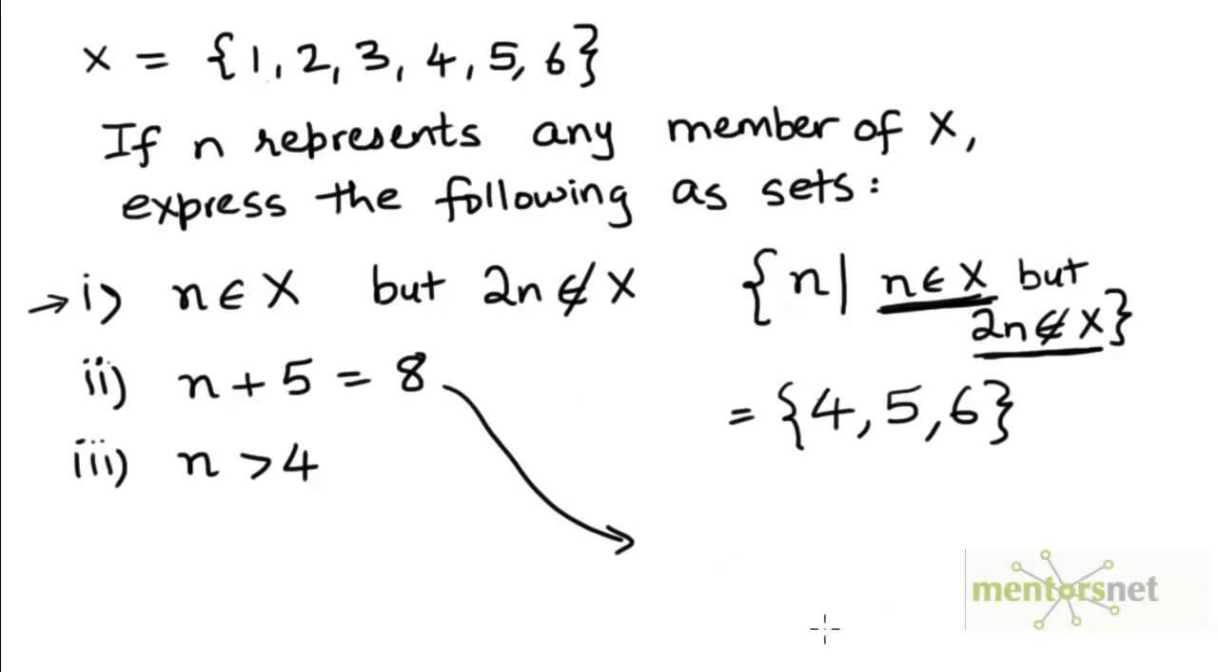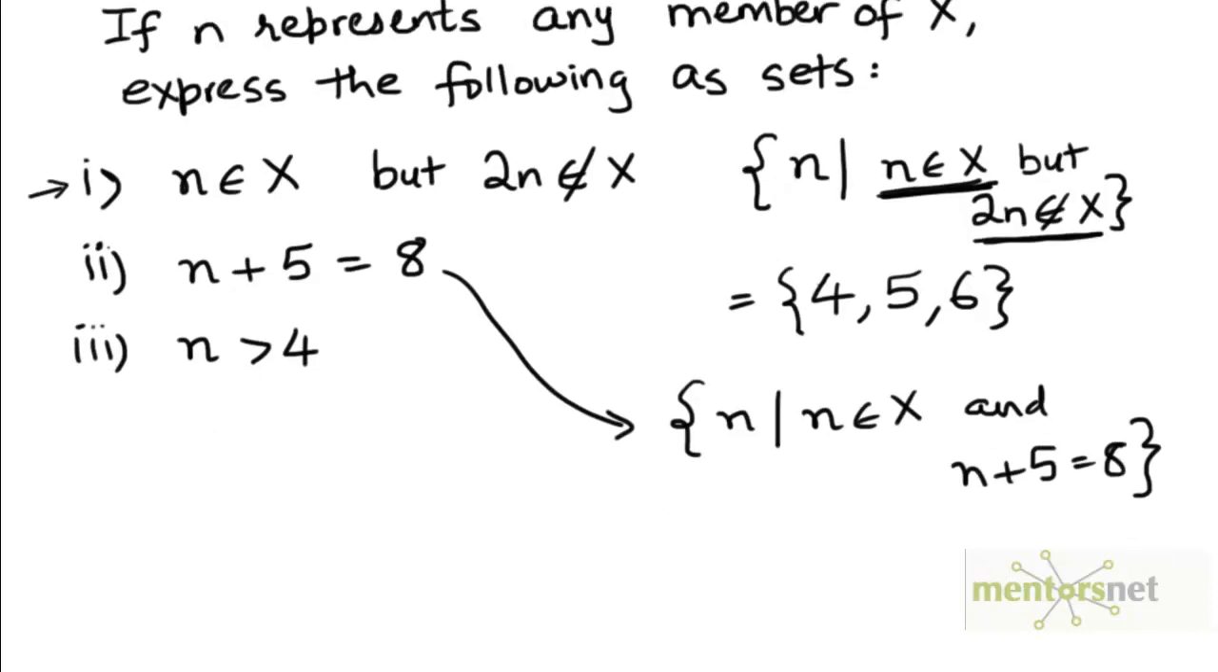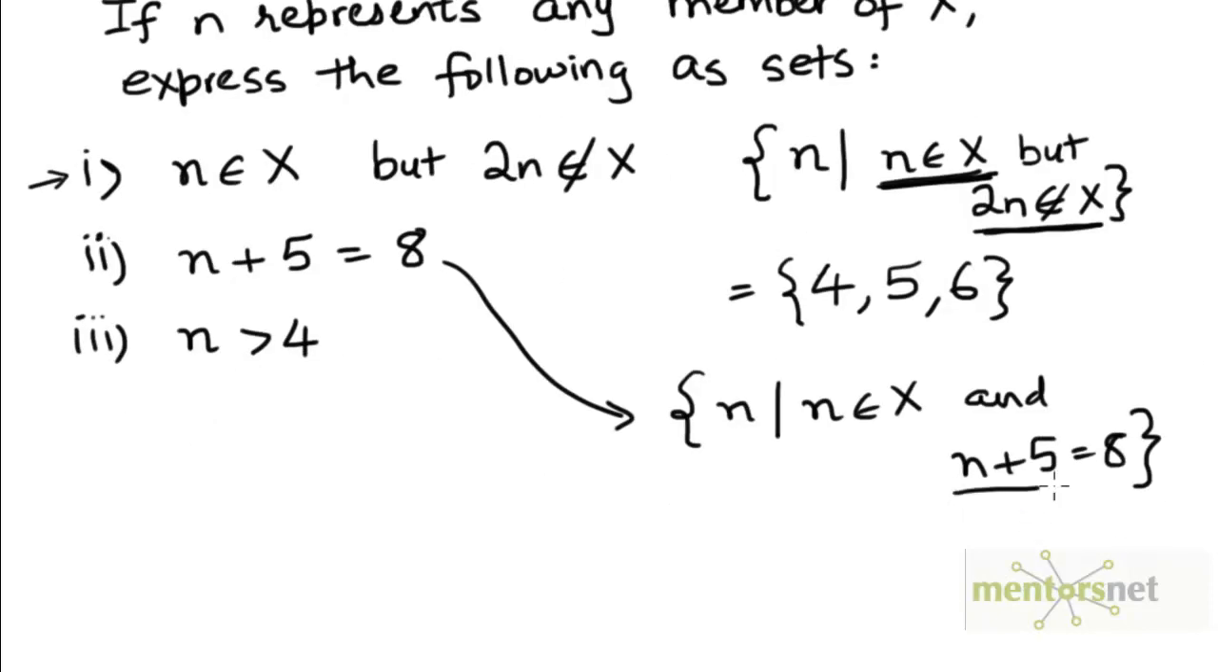Let's look at the second set now. The second set is the set of all elements n such that n belongs to X. That's given. n represents any member of X. And n plus 5 is equal to 8. Now the second property is the simpler one, so let's look at that first because it uniquely identifies n as the number 3. Because if n plus 5 is 8, then n must be 3. It can't be any other number.